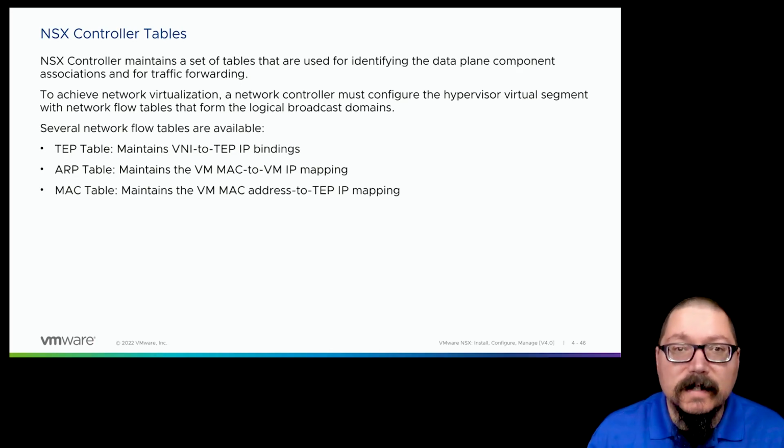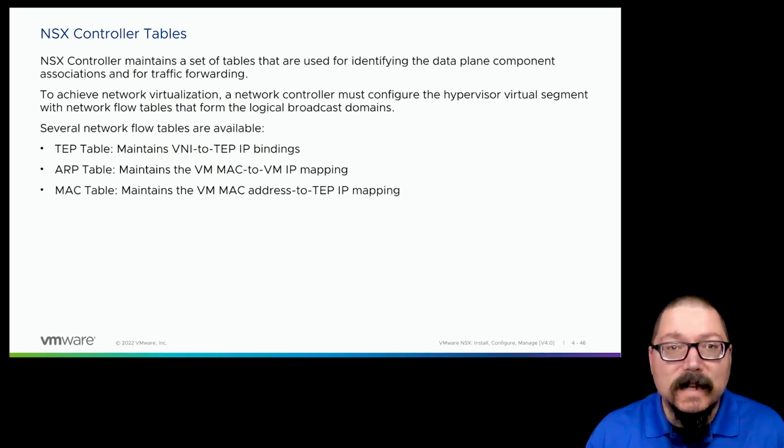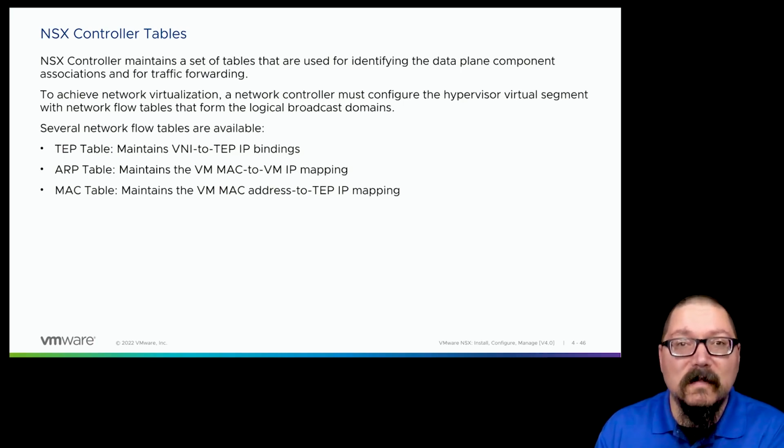Well, why? Well, the tunnel endpoint table tells us which tunnel endpoints could be valid targets for our traffic for any given segment. The MAC address table tells us for a given MAC address, for a given destination virtual machine, what tunnel endpoint is servicing that VM. Where do I need to forward the frame to get to that virtual machine?